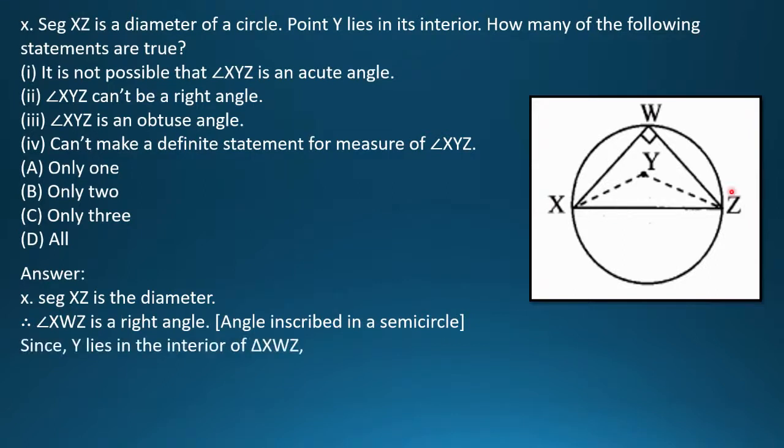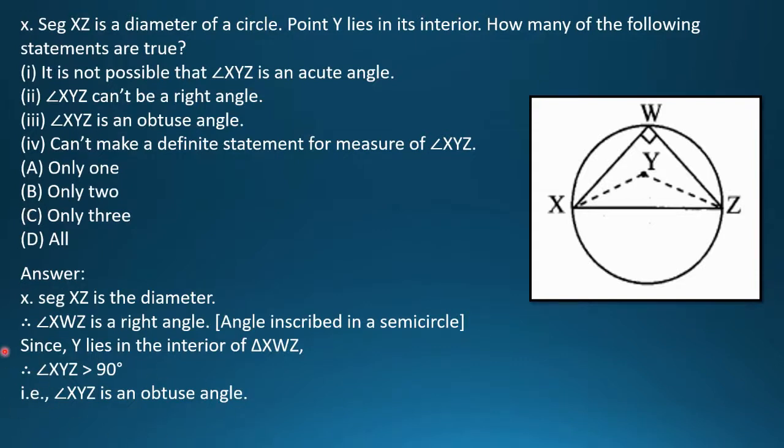So if XWZ is a right angle, Y lies in the interior of triangle XWZ. So angle XYZ will be greater than 90 degrees because it lies in the interior. Therefore, we can say that angle XYZ is an obtuse angle. So from here, option A says only 1 is correct. Option B says only 2 is correct. Option C says only 3 is correct. And option D says all are correct.